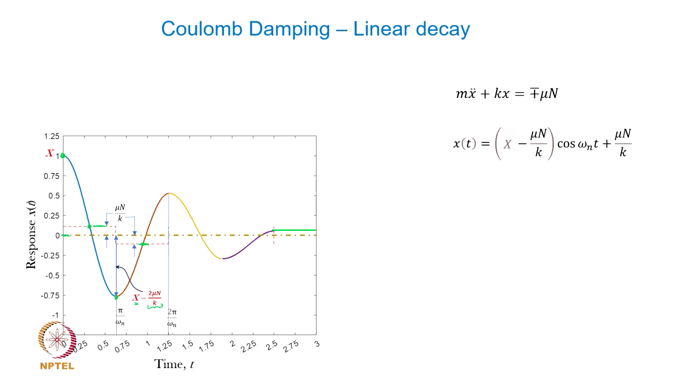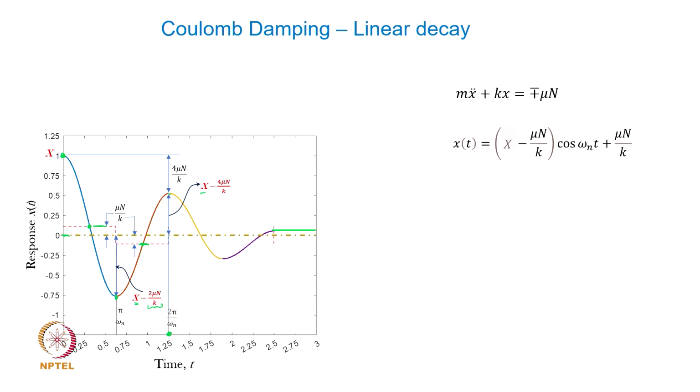And at the end of the first cycle, which is after 2 pi by omega n, the amplitude finally is left equal to the original amplitude minus 4 mu n by k, which actually means that the drop in the amplitude is going to be 4 mu n by k for one full oscillation cycle.